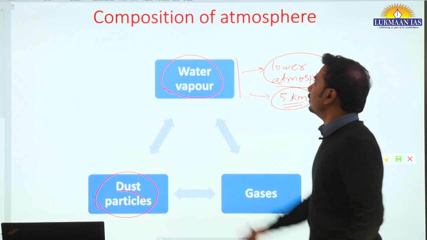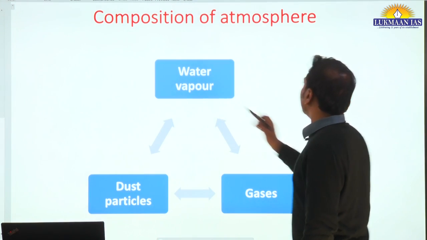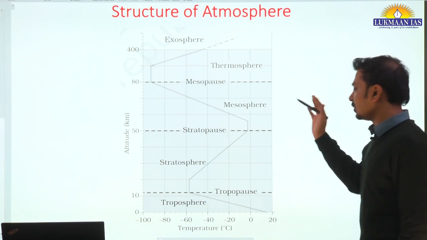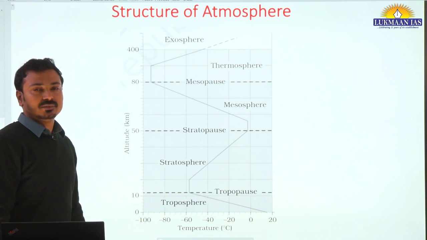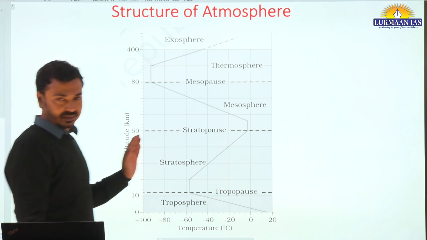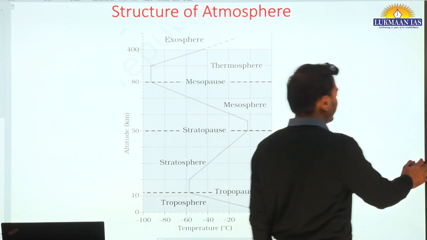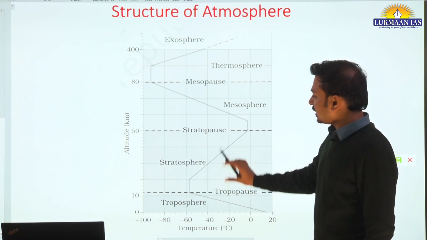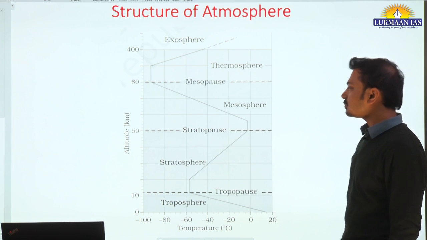Okay. Now, the structure of our atmosphere can be understood from the diagram given in the NCERT. Sorry, not composition, we have already seen composition. So, in structure, what we should understand is how temperature is decreasing or increasing in different layers. There are approximately 4 or 5 layers into which we can divide the atmosphere: troposphere, stratosphere, mesosphere, thermosphere and exosphere.